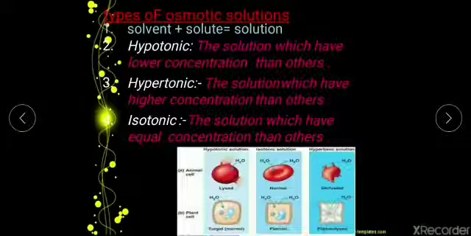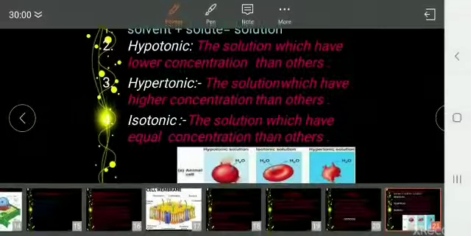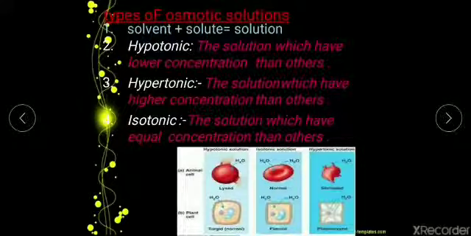types of osmotic solutions. Already we have discussed these things, again I am explaining all these things. Types of osmotic solutions means what? Basically we know, already I told you, any solution is made up of two components. We have the solute and the solvent. So suppose hypotonic solution means what? The solution which has lower concentration than the other. So in this condition it will be less concentrated. When I say less concentrated, more amount of solvent and less amount of solute.